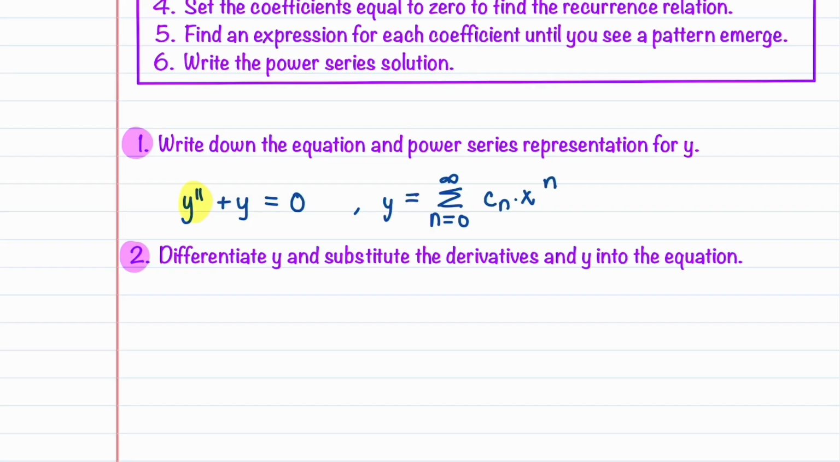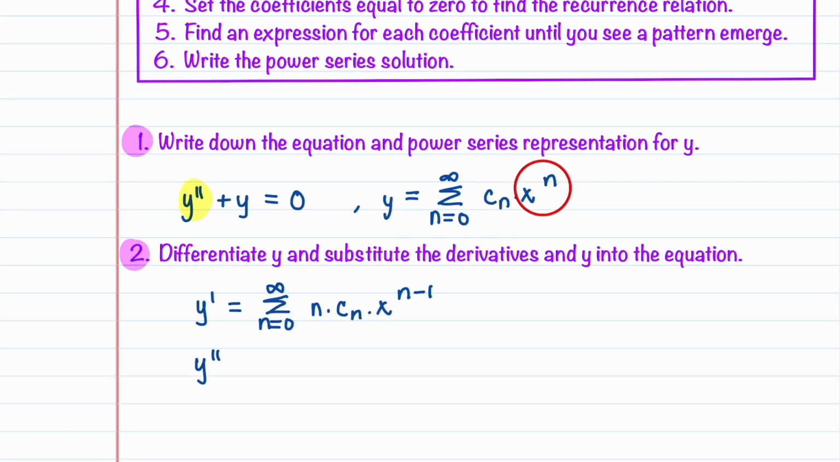In our equation, we need to find y double prime, so we'll start by finding y prime. Y prime is going to be the sum, n is equal to 0 to infinity, and now we're going to differentiate x to the n. So we get n times c sub n times x to the n minus 1. Now we can find y double prime. This is the sum. N goes from 0 to infinity. We differentiate x again, and this gives us n times n minus 1 times c sub n x to the n minus 2.